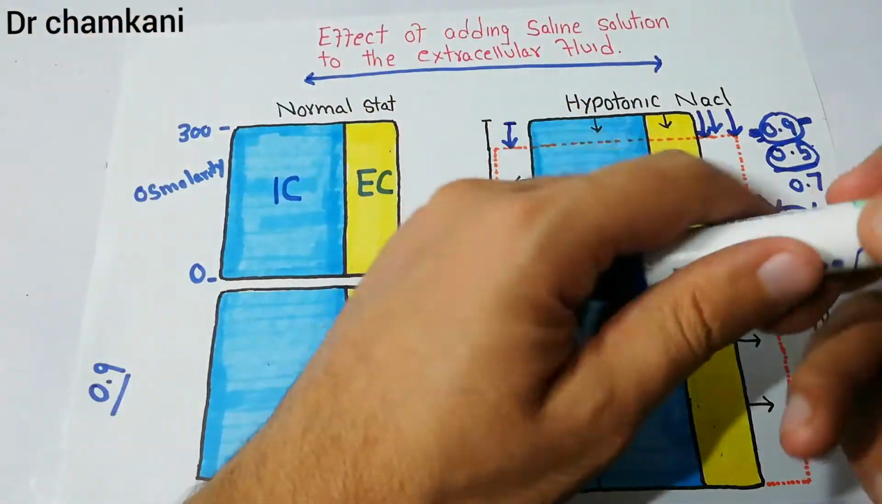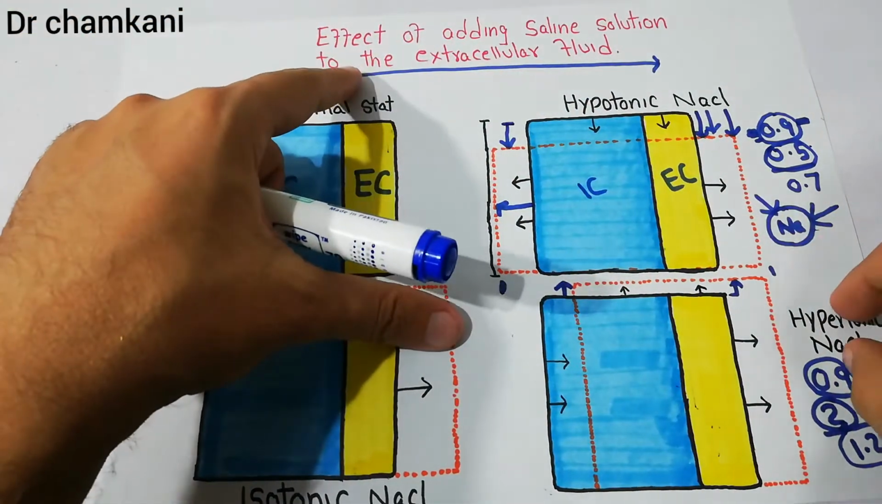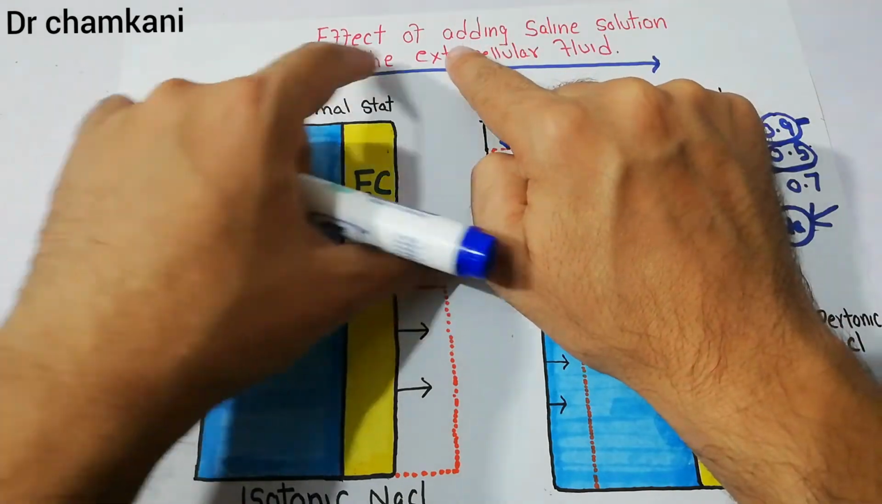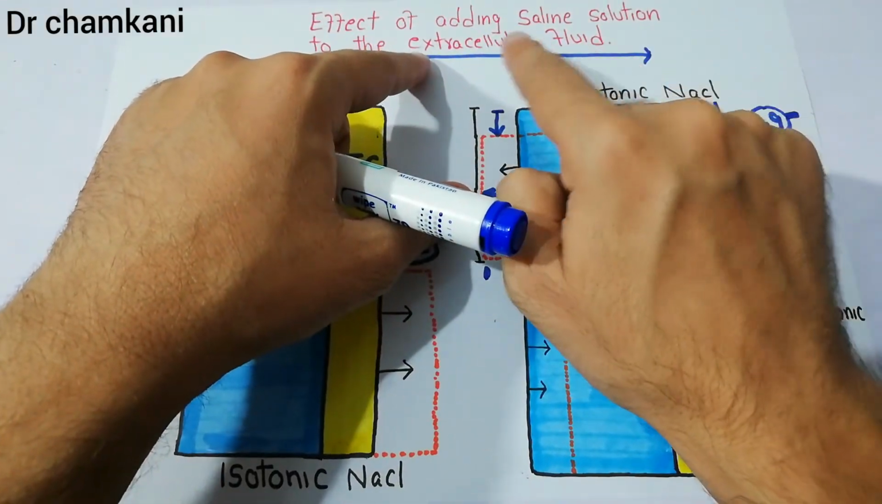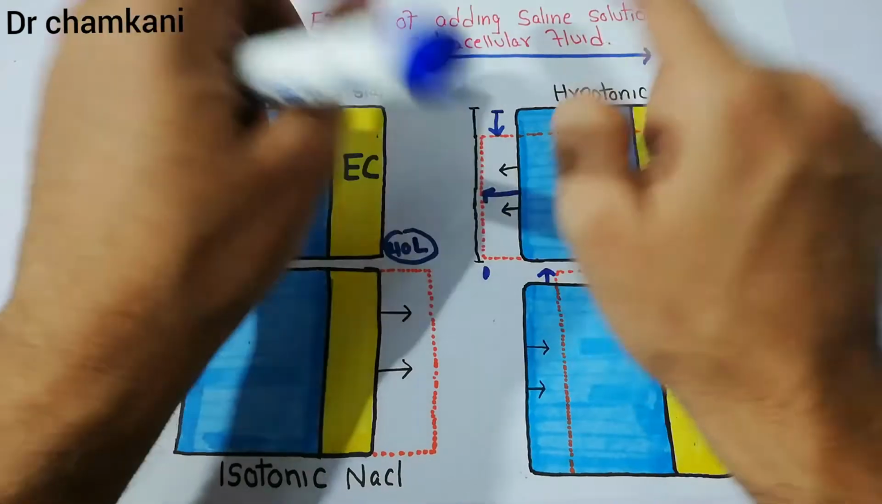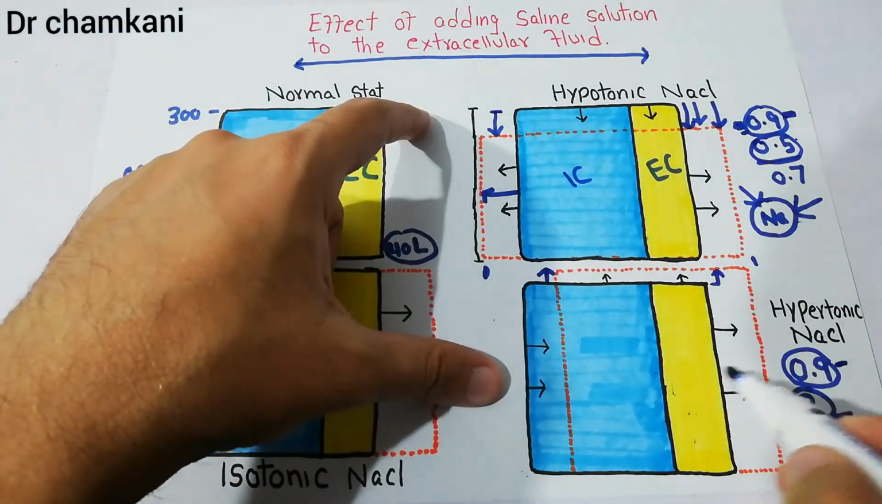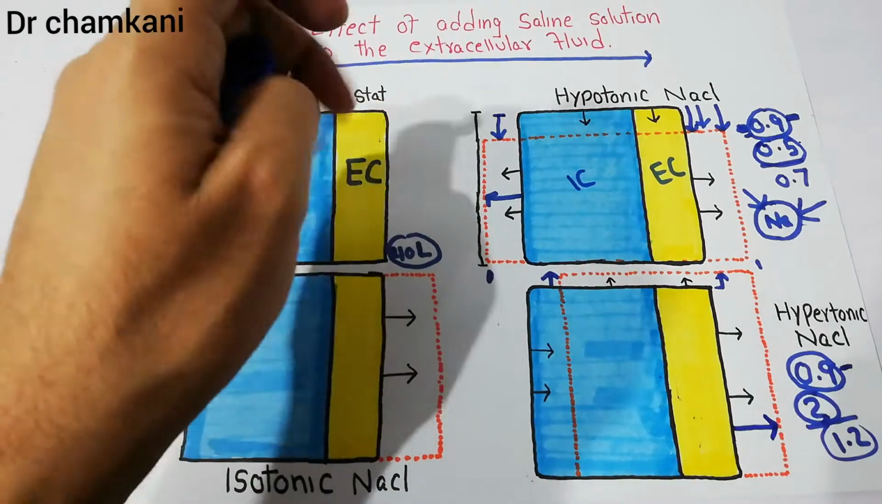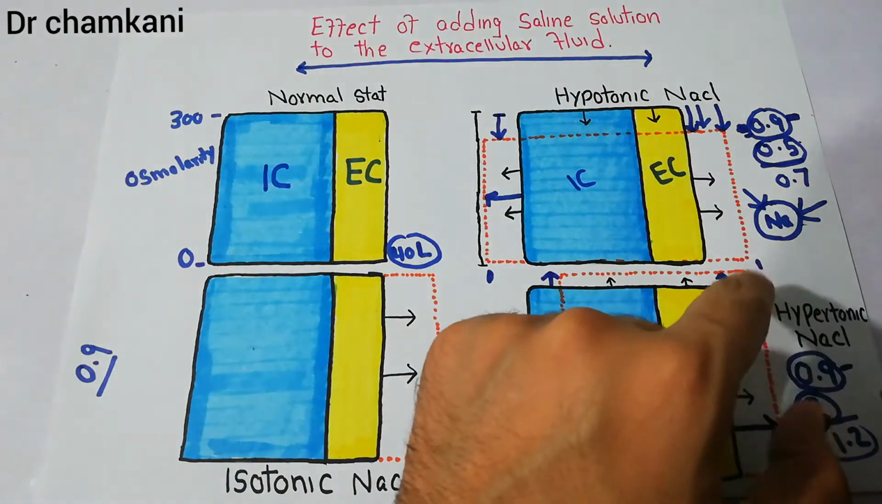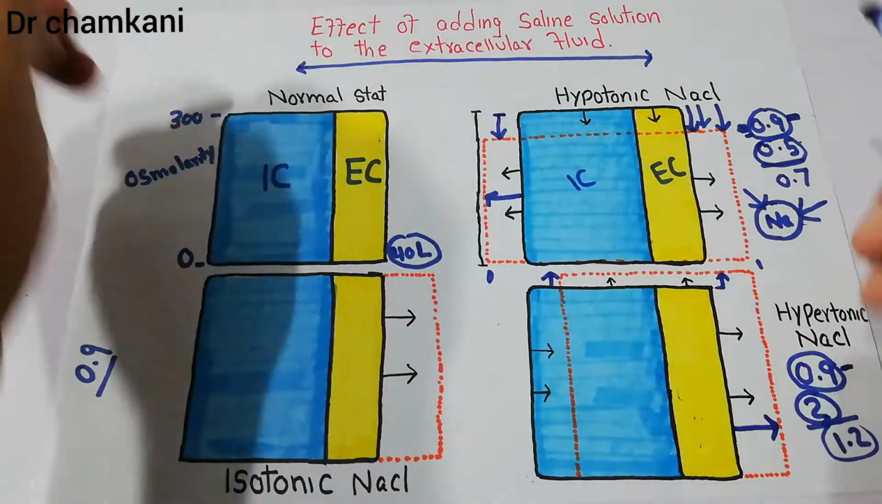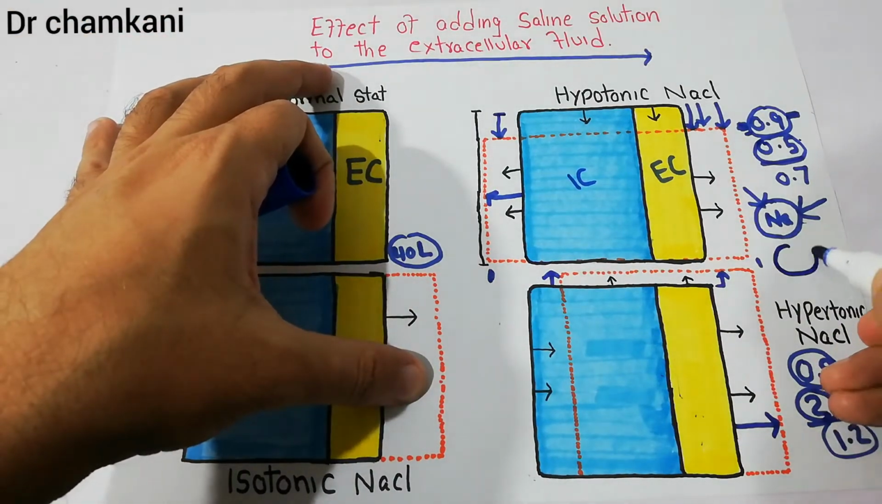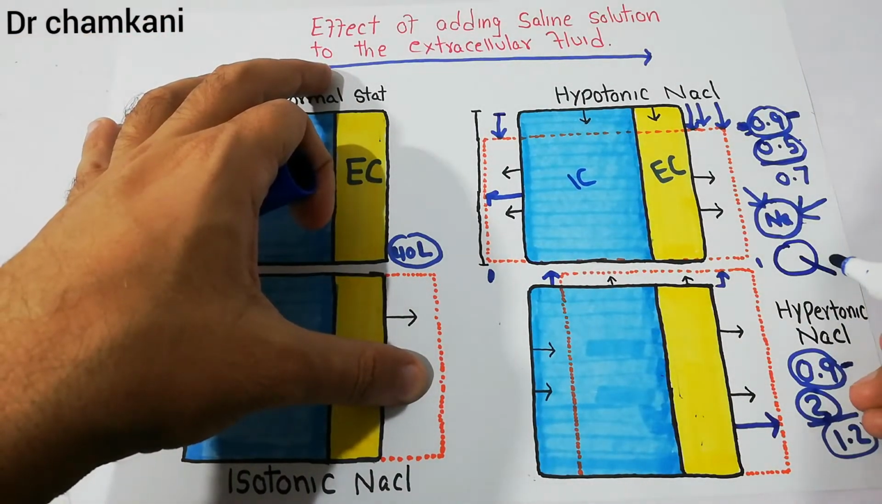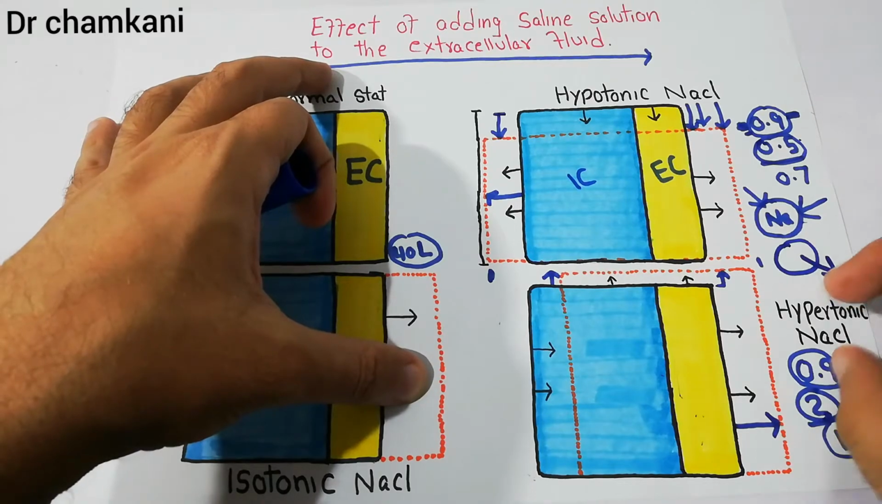But there is one difference. We added this hypertonic saline to the extracellular fluid. As we discussed previously, initially the fluid is added to the extracellular compartment, so initially there is an increase in the volume of extracellular fluid, and as the fluid added outside is higher in tonicity, the water from the cells starts moving outside toward the hypertonic fluid.